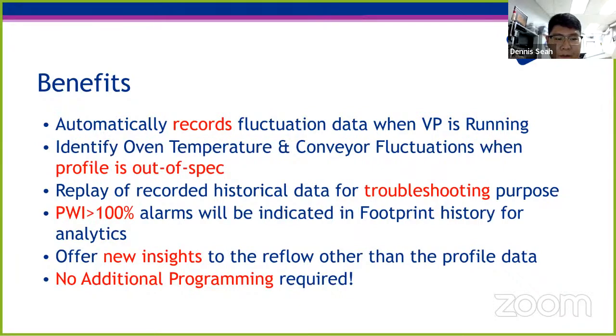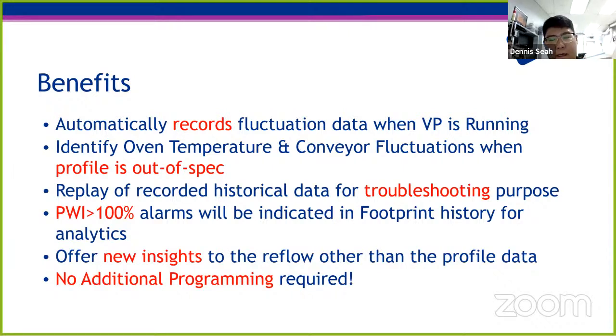So I'm at the identify oven temperature. Let's say when your profile is out of spec in your VP. When you go back to the VP history, you can actually see the video recording of the temperature when the profile is out of spec. There's an indication in the footprint.